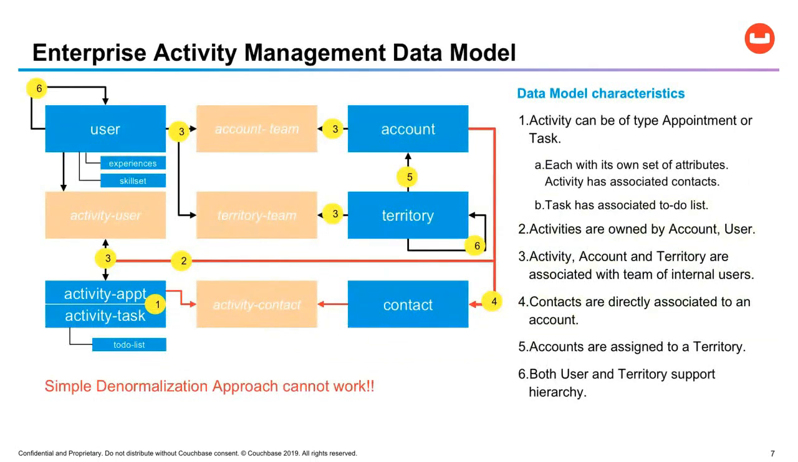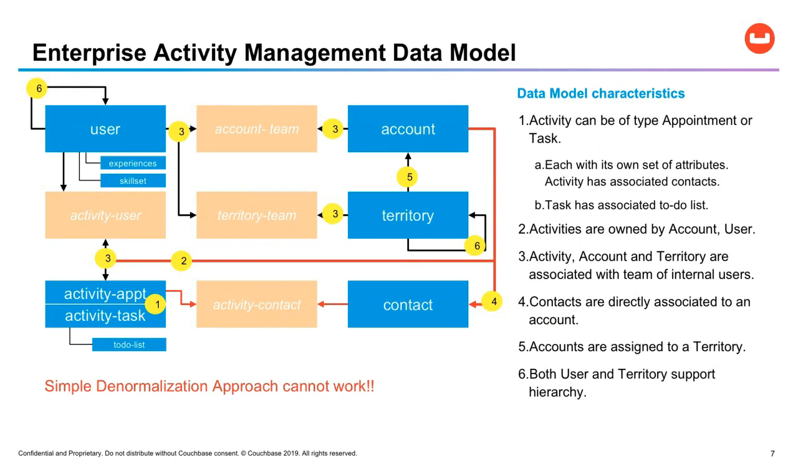Now let's consider another data model, for the activity management application, which is used in many of the popular CRM systems today. Let's look at the data model characteristics here. Here, the main object that it is tracking is activity. Activity can be of type appointment or task, each with its own set of attributes. Activity has its own contacts. Task has an associated to-do list.